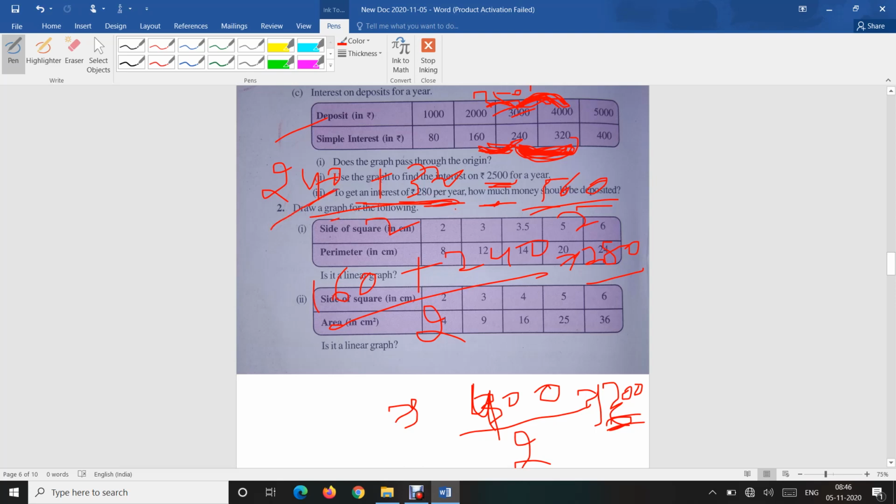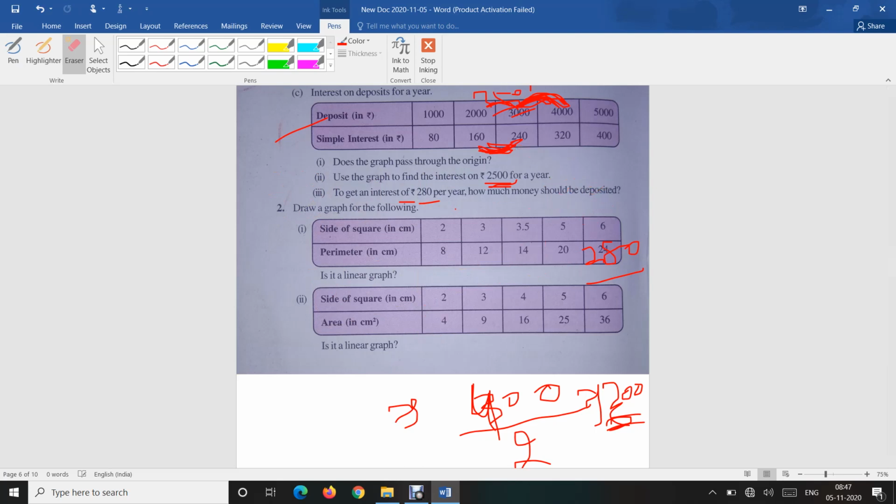Now the next question is, draw the graph for the following. Here sides are given, here parameters are given. See, parameter depends on the side. You know that the parameter of the square is 4a. That means 4 multiplied by side. So if the side is 2, then parameter will be 4 multiplied by 2, which is 8.